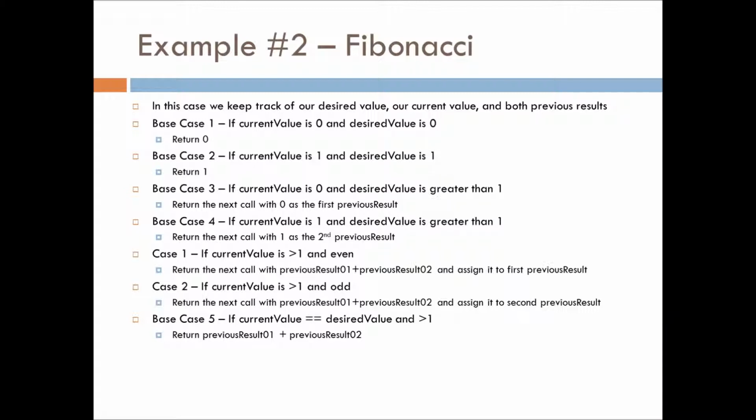So the next case: if current value is greater than 1 and it's odd, you're going to return the next call with previous result 1 and previous result 2 added together again, but instead of assigning it to the first previous result, you're going to assign it to the second. And each recursive call is going to just flip-flop over and over until we reach the base case, if the current value is equal to the desired value and it's greater than 1. In that case, you're going to just add the previous result number 1 to the previous result number 2.